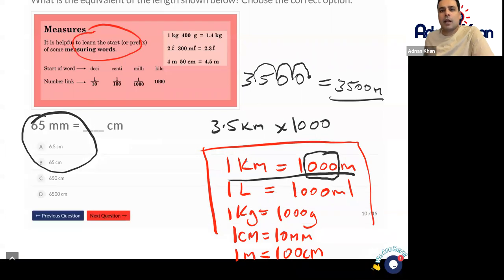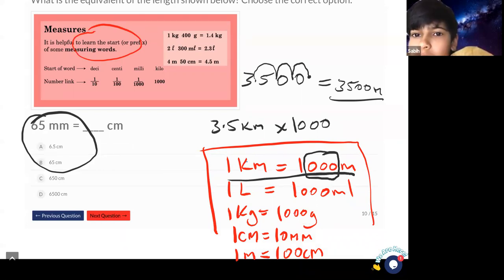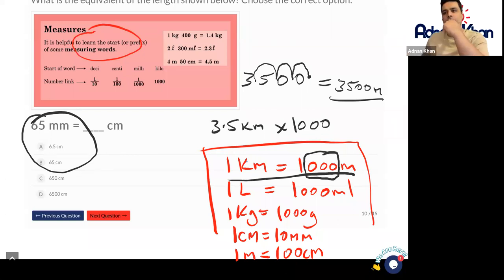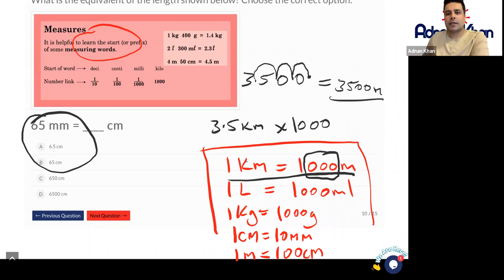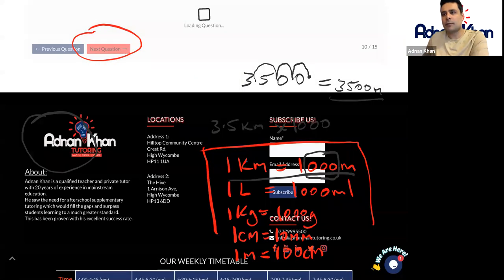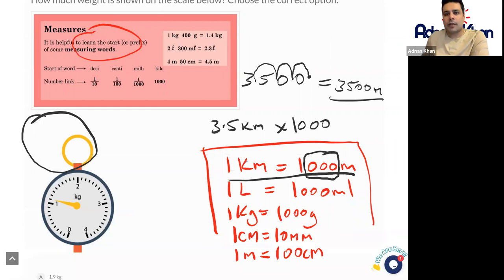Have a go at this one as well. So millimeters, centimeters. How many millimeters in 1 centimeter? 10. Excellent. So we've got 60 millimeters. That's 6 centimeters. And then we've got the 5, which is going to be half of a centimeter. So it's 6.5 centimeters. Fantastic. Well done. Thank you, Sabi. Let's go on to the next question here.